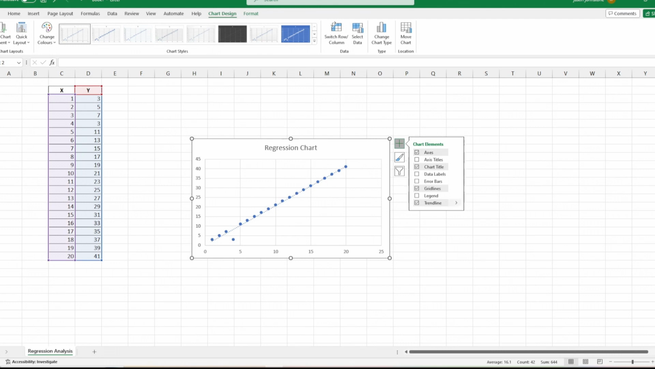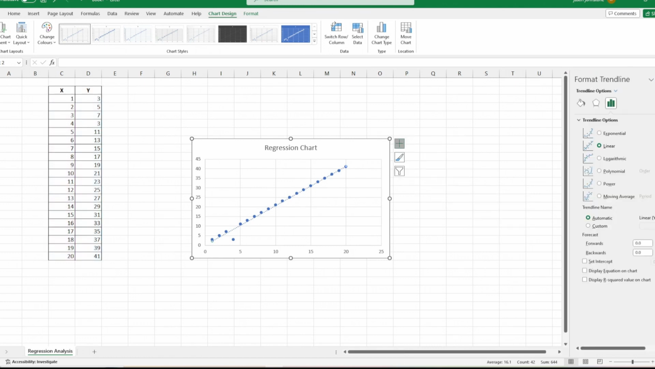That gives us the little dots. If we click the plus right next to the trend line, we can go here and click on more options. This will bring up our format trend line on the right side. And on the complete bottom, we have display equation on chart, display r squared value on chart. We're not going to need the r squared, but we want the equation.